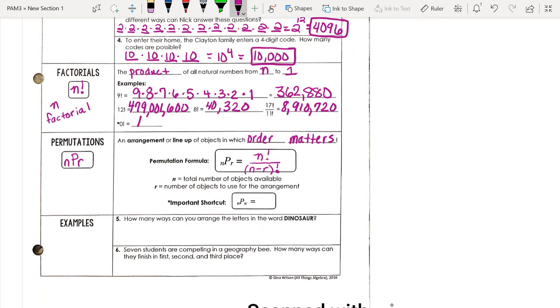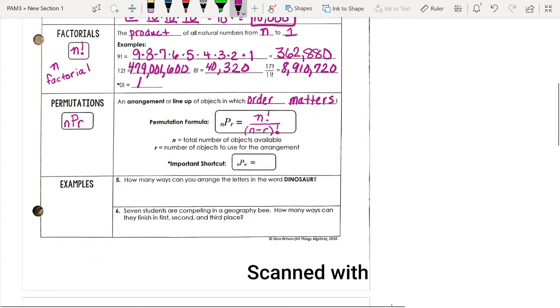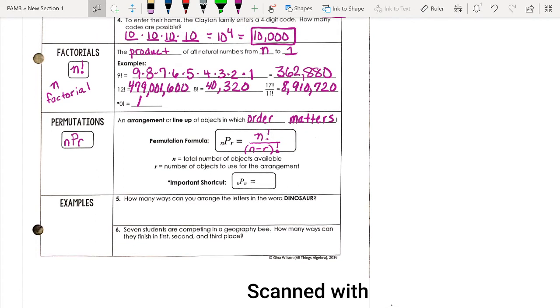So we're going to jump down to actually question 6. We're going to skip 5 for now. We're going to go down to question 6, and it says, 7 students are competing in a geography bee. How many ways can they finish first, second, and third? Okay, if we're in a race, it matters who gets first place, who gets second place, and who gets third place. All right, the order's going to matter. You're going to care whether or not you got first place or you got third place.